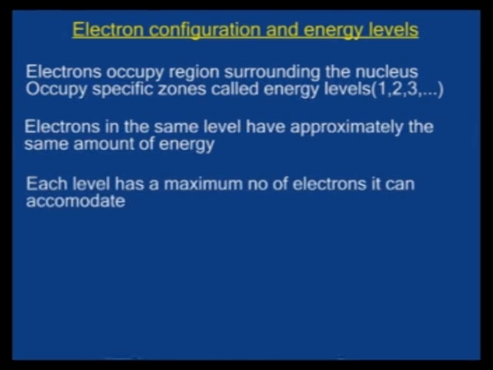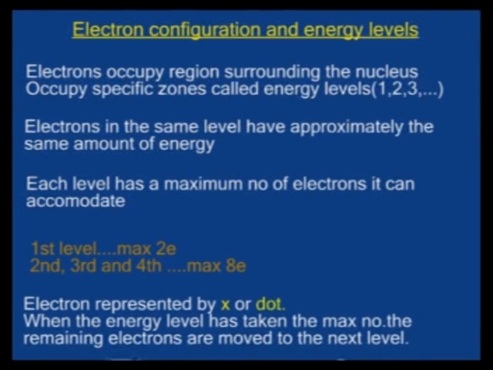Each energy level has a maximum number of electrons that it can accommodate. The first energy level can accommodate a maximum of 2 electrons. The second energy level can accommodate a maximum of 8, and the third energy level can accommodate a maximum of 8 electrons as well. Conventionally, electrons are represented either by a dot or a cross. In this tutorial, we shall represent electrons with crosses.